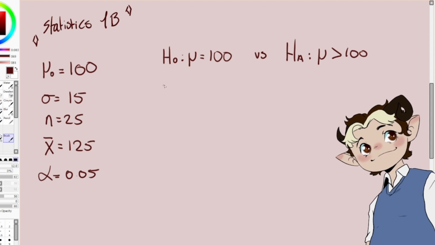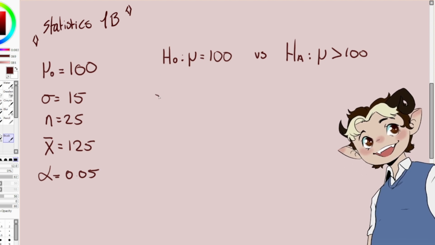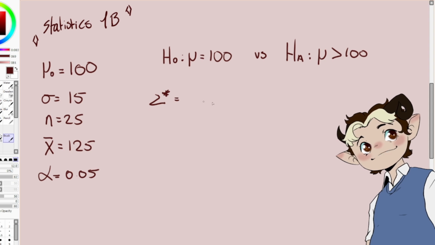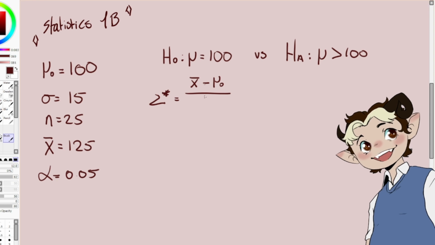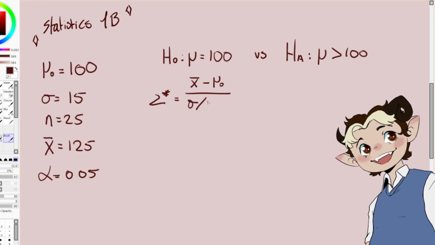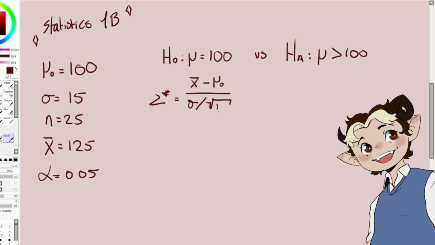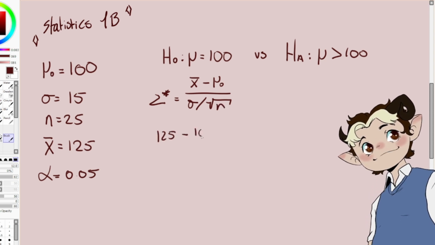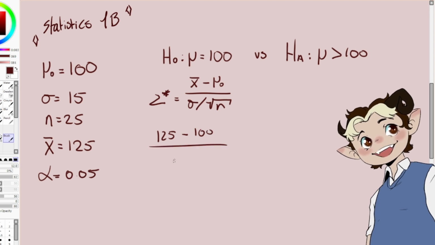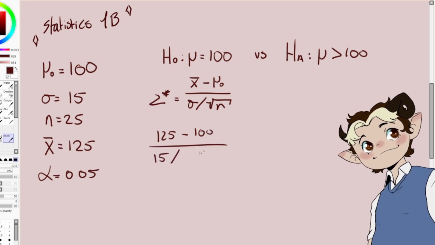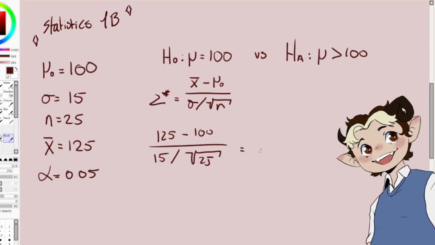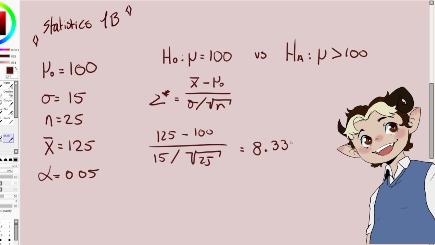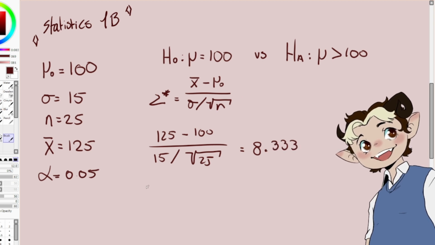Okay, so now we're going to put those numbers into our nifty little formula, which was z is x bar minus mu divided by the standard deviation divided by the square root of n. Well, that is now 125 minus 100 divided by 15 divided by the square root of 25. The result of that is 8.333, which is really high. That is now our z-score.